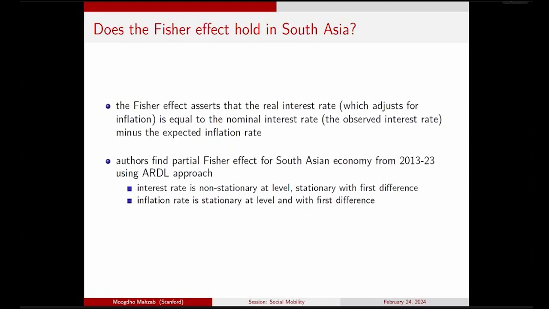So that is the relation, and it's a good old 100 years old theory. It's a very old theory that it has been tried to see in the US and Europe, whether the Fisher effect holds in different times of history. And the authors find a partial Fisher effect for South Asian economies from 2013 to 23, and they have used the augmented ARDL approach. Overall, one of the key findings of the paper is that interest rate is non-stationary at level and stationary with first difference, and inflation rate is stationary at level and with first difference. So that is what the data is suggesting, and this could have a potential policy implication as well.